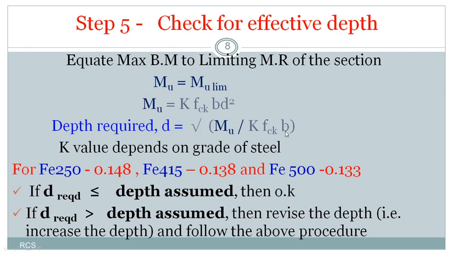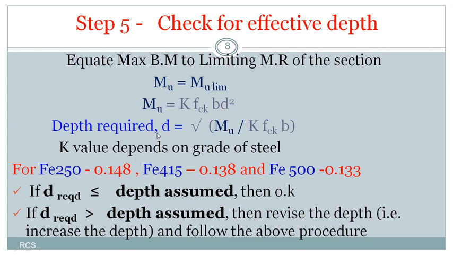Here K is the grade of concrete, and b is the 1 meter width of the slab we are considering, and this K value depends upon what grade of steel we are using. Generally we use Fe250, Fe415 and Fe500, and the corresponding K values are given here. For Fe250 it is 0.148, for Fe415 it is 0.138, and for Fe500 it is 0.133.